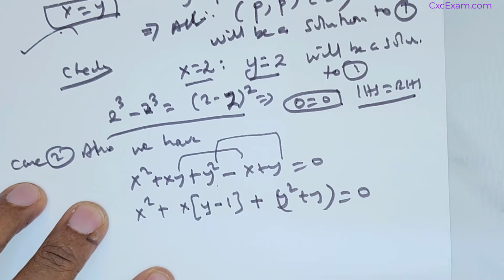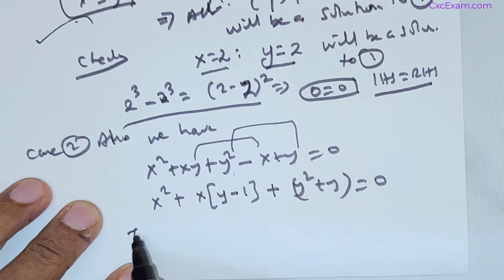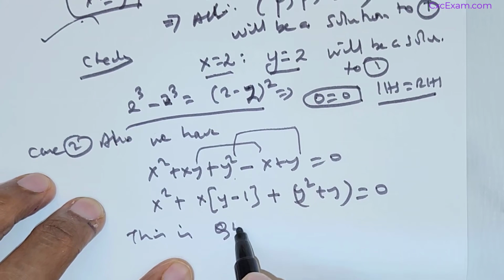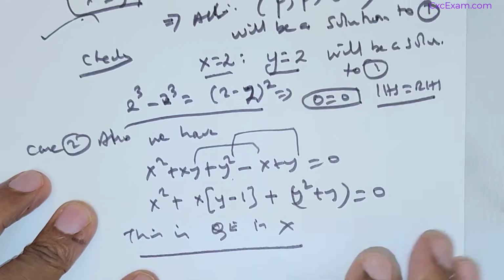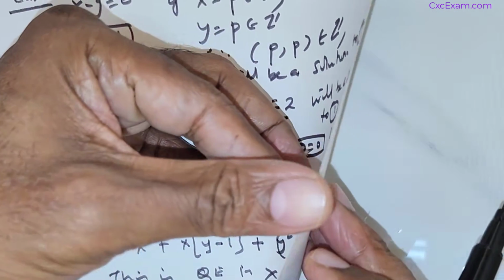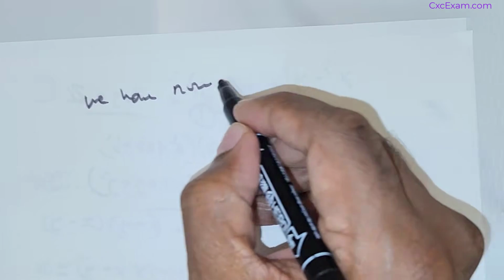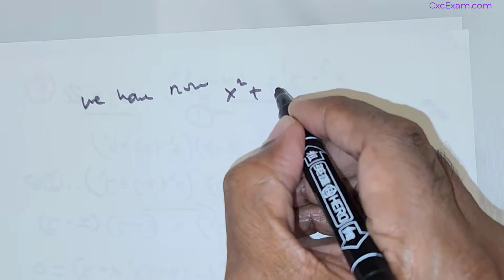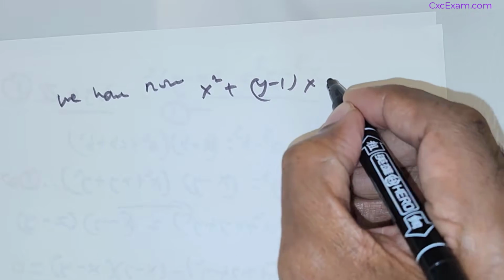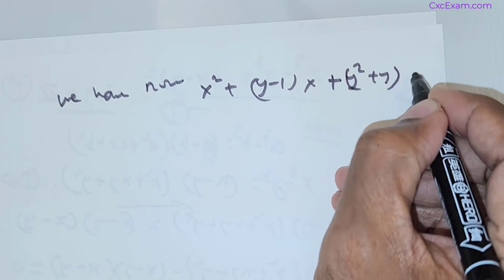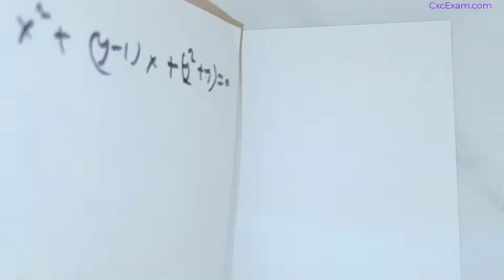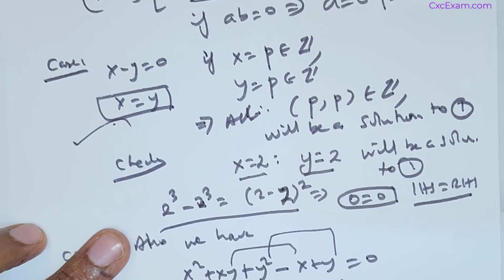Now we will have to consider this as a quadratic. This is a quadratic equation in x. So we will have to solve it. Now let me go up here and write the system. So we have now x squared plus (y minus 1) times x plus y squared plus y is equal to 0. This is what we have got.